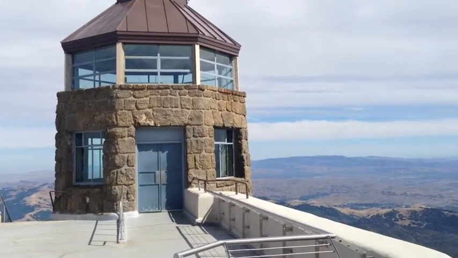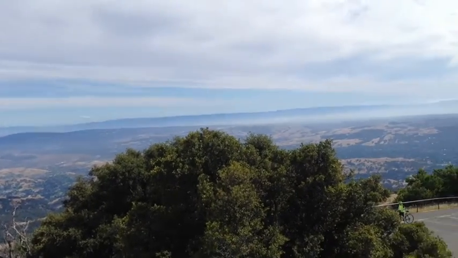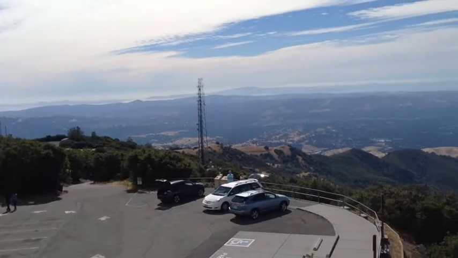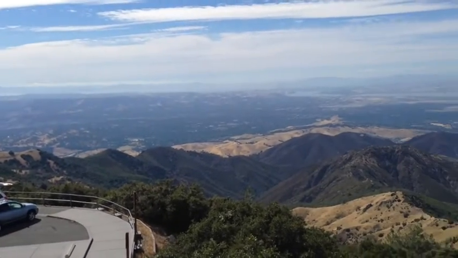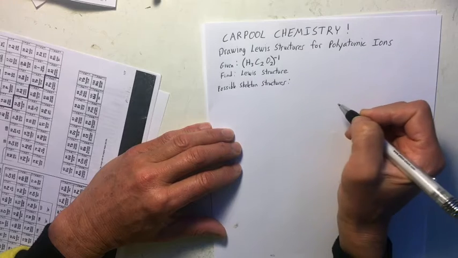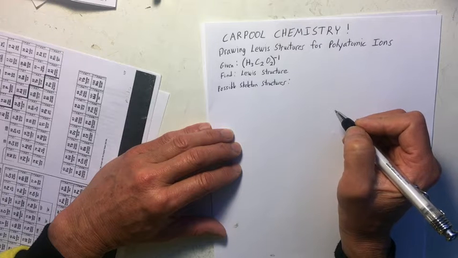Hi, we're at the summit of Mount Diablo in Concord, California. People from all over the world come here to go hiking, picnicking, and enjoy the beautiful views. But we're here today to do some carpool chemistry. Today, we're going to show you how to draw Lewis structures for polyatomic ions.